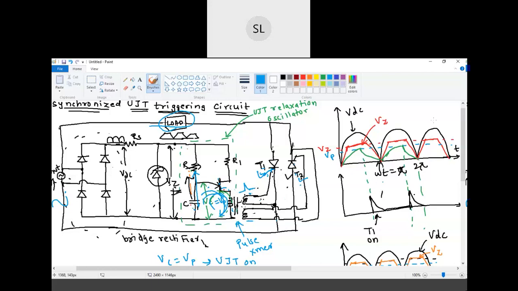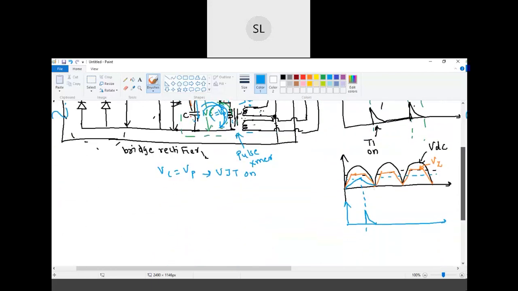Okay, got it, Rushikesh? So in the next half cycle, T2 will be turned on with the help of this. Yes, ma'am.